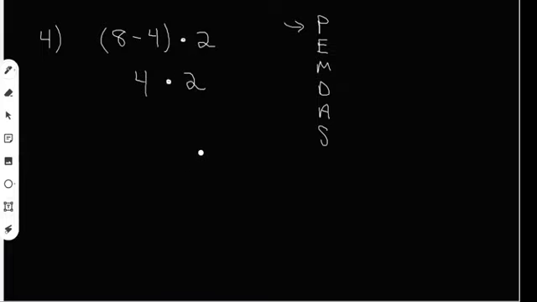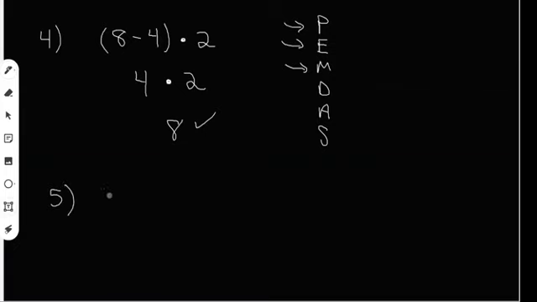And now I'm ready to do exponents. We don't have any exponents, so we can skip exponents. And then I go down to M, which stands for multiply, right? 4 times 2 is 8. And since there's nothing left to do, we're done. So that's number 4.